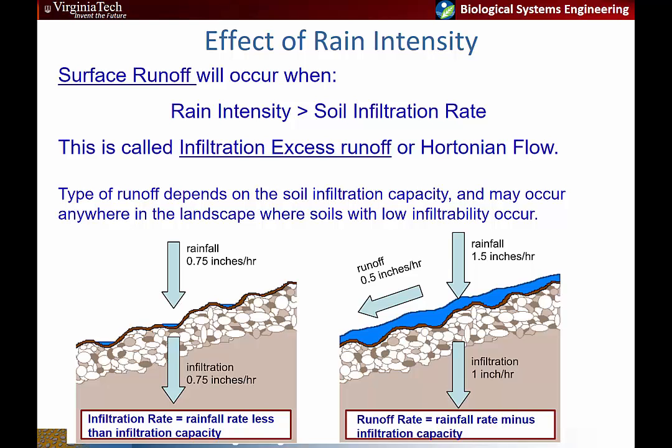And so this is just an example of two different rainfall rates falling on the same soil, right? So this soil has an infiltration capacity of 1 inch per hour. If you get a 1.5 inch per hour rainfall event falling on this soil, 1 inch per hour will infiltrate, and 1/2 inch, the remainder, will run off. Now, if you get a rainfall rate of only 3/4 of an inch an hour falling on this soil, all of it will infiltrate because it has a higher infiltration capacity than the rainfall rate. So that's an example of how infiltration excess runoff would be calculated.